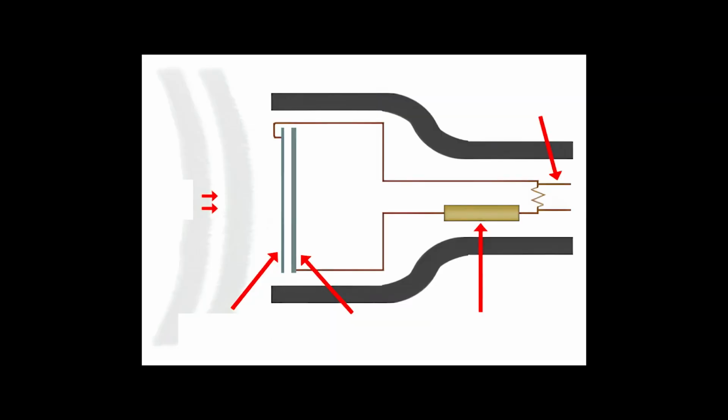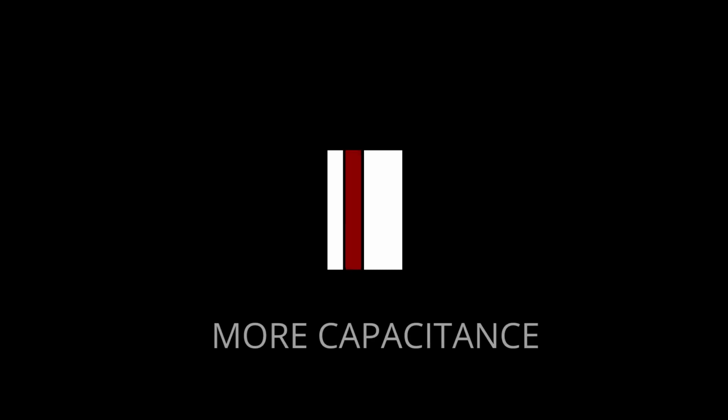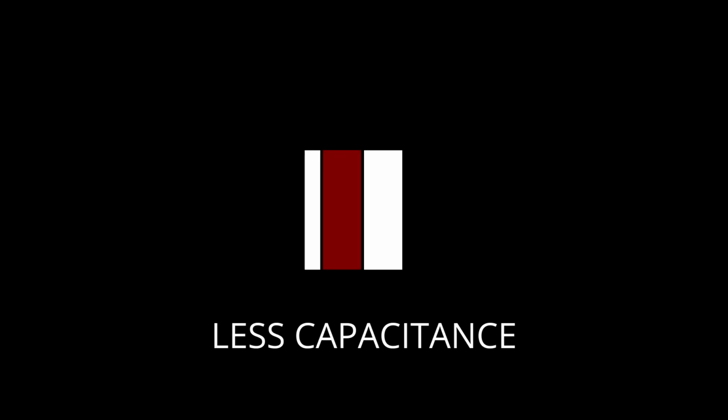In a condenser microphone, the capacitor consists of two plates, a very thin, light diaphragm at the front, and a fixed backplate. When sound waves hit the diaphragm, it moves. This movement changes the distance between the plates, altering the capacitance of the capacitor. Capacitance is inversely proportional to the distance between the plates, meaning when the diaphragm moves closer to the backplate, the capacitance increases, and when it moves away, the capacitance decreases.